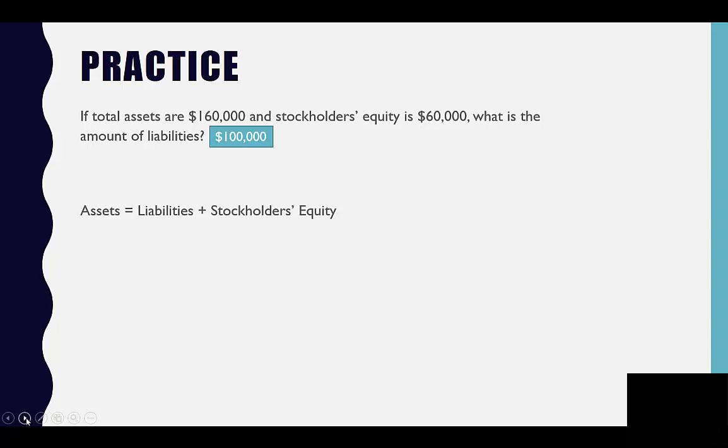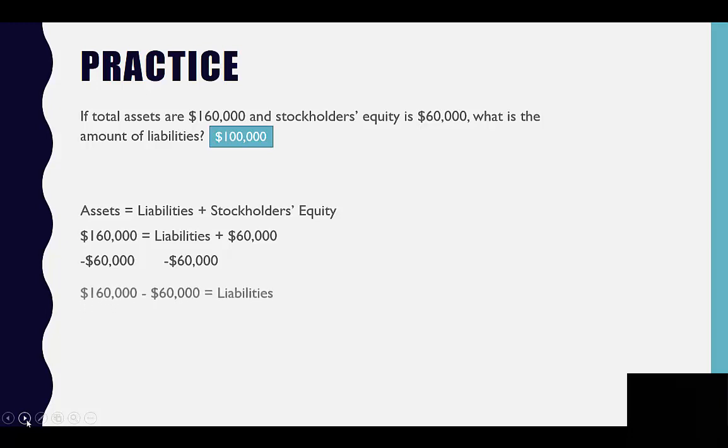Assets equals liabilities plus stockholders' equity. Let's fill in what we know and solve for what we don't know. We're trying to figure out what liabilities are. We know that assets are $160,000 and stockholders' equity is $60,000. We subtract $60,000 from each side, and we're left with $160,000 minus $60,000 equals liabilities. Liabilities equals $100,000. Again, we're solving for x, except this time our x variable was liabilities.